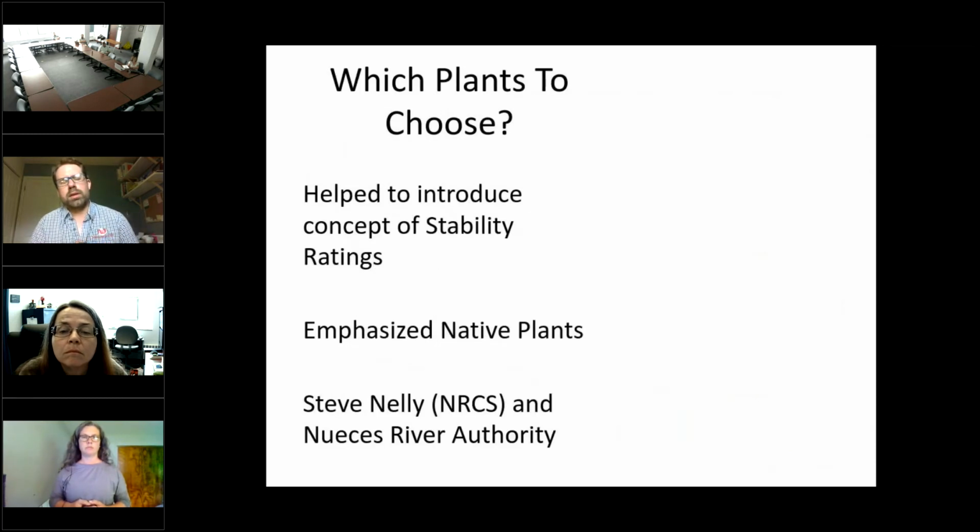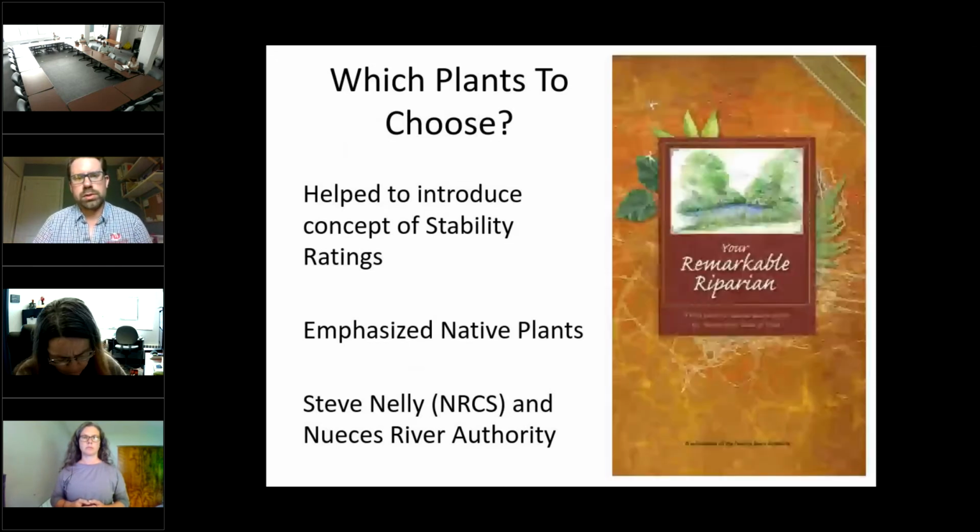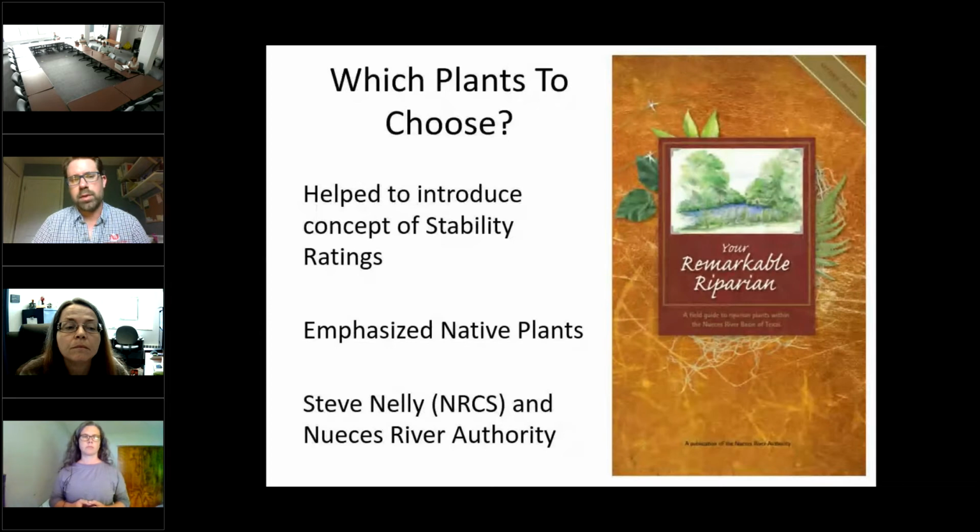So again, when you're choosing to pick plants, what plants do you choose? There's this great publication that was done by the Nueces River Authority. This probably came out in early 2010, somewhere in there. This is obviously down in Texas where I was working. With the help from Steve Nelly from the Natural Resource Conservation Service, they published this and helped introduce the concept of stability ratings when it comes to choosing native plants.